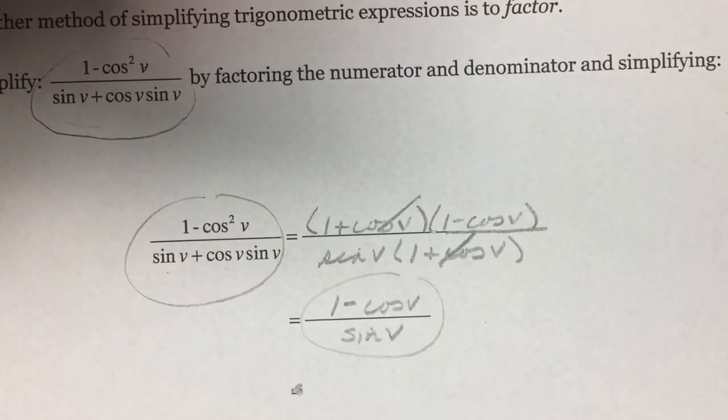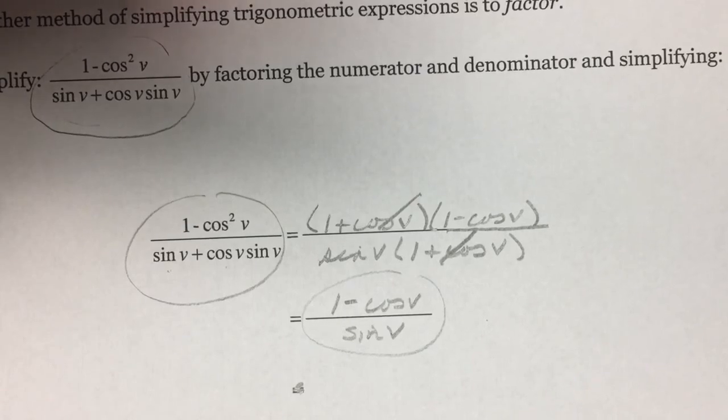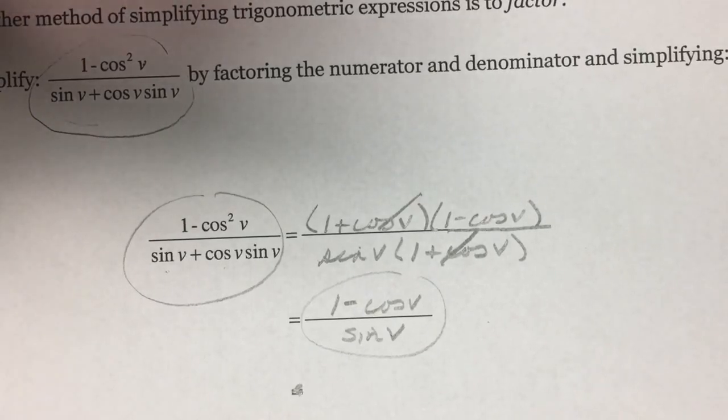So again, we're not actually proving identities right now. We're just going through and learning some strategies that we might have to use.